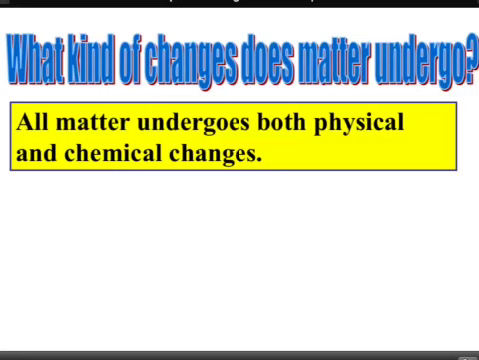So we've been talking about properties of matter. We've been talking about physical properties and chemical properties, and we spent quite a good deal of time talking about the specific physical property of density. But now we're going to turn our attention to changes that matter undergoes. So all these different types of matter we've been talking about can also change. And there are physical changes and there are chemical changes.